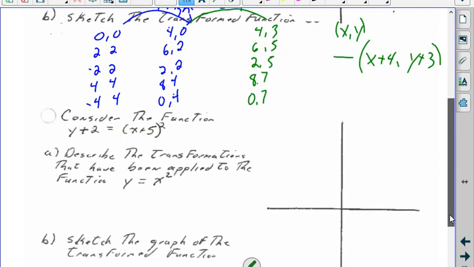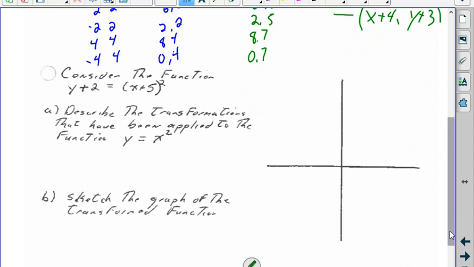Now let's look at this function. y plus 2 is equal to (x plus 5) squared. Now, you can work with it in this form, or you can define this explicitly, i.e. get the y by itself. And it might be easier to see what happens to the graph in terms of the up or down.